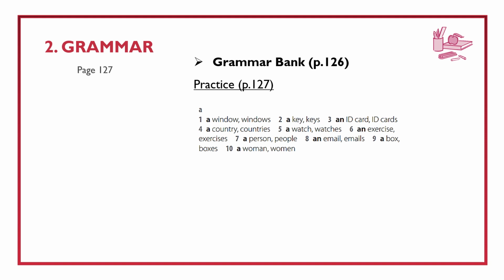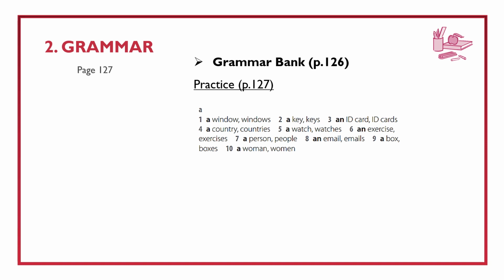6, an exercise, exercises. 7, a person, people, this is an irregular plural. 8, an email, emails. 9, a box, boxes. And 10, a woman, women.